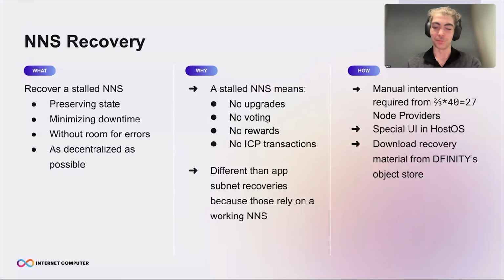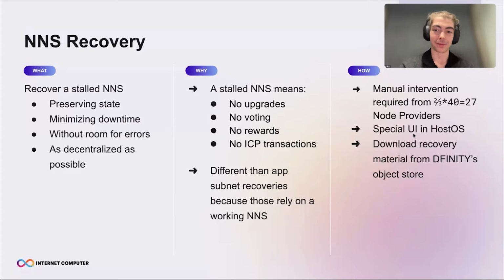A stalled NNS would be quite detrimental for the IC because, as you probably already know, the NNS is responsible for upgrades of all the subnets in the IC, voting, rewards, and ICP transactions. All of these would be down if the subnet is down. In particular, the NNS is also used to recover other subnets. In traditional application subnet recoveries, we use the NNS to recover them. But in this case, we can't use the same thing because the NNS itself is down.